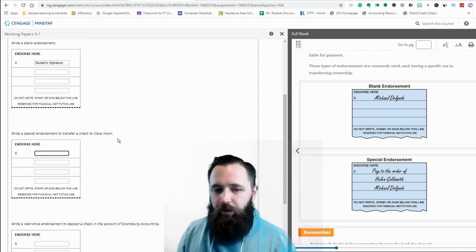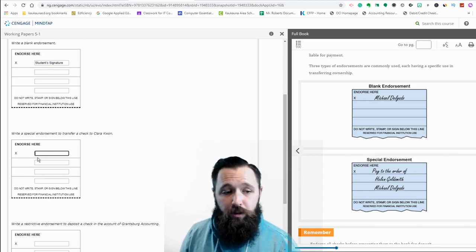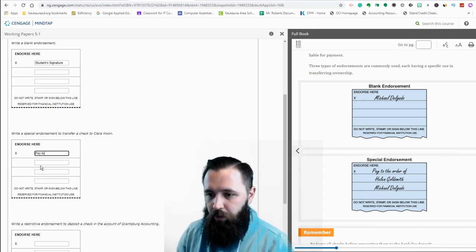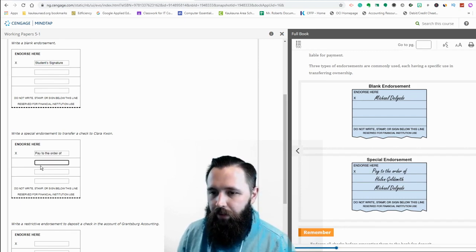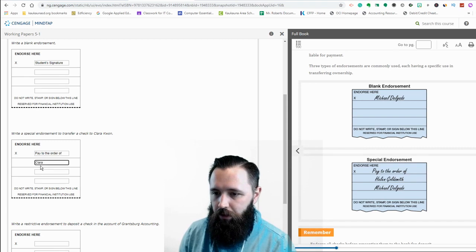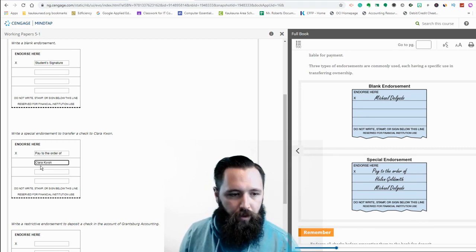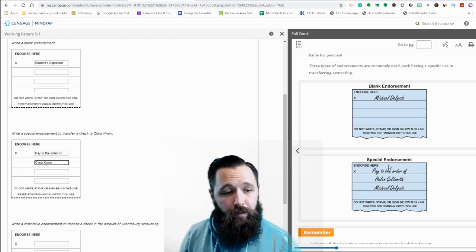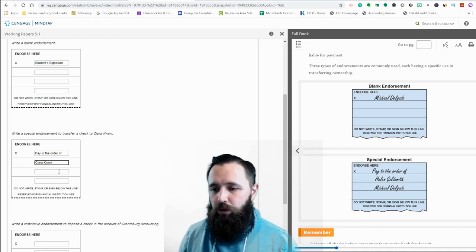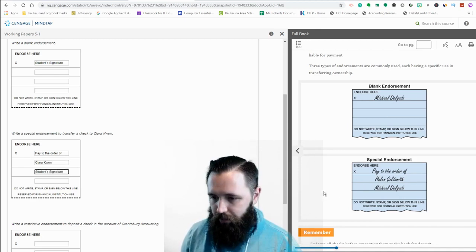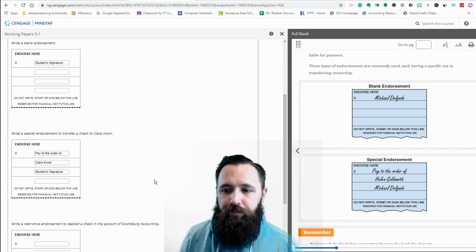Okay, well, if I do that, it's a special endorsement, I'm transferring that over. I'm going to put pay to the order of, and then I will put Clara Kwan, right? Because that's the name. Like here we're transferring it over to Helen Goldsmith. And then after that, I put student signature, okay?